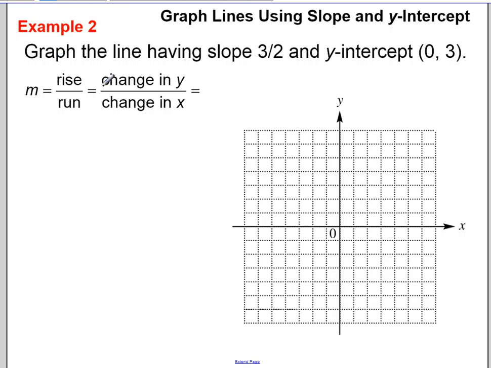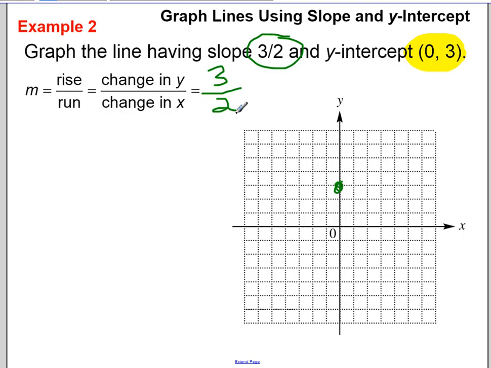Here we want to graph the line having the slope of 3/2 and a y-intercept of +3. We first graph this line by sketching the y-intercept at (0, 3). So locate that point on the graph paper, and then we're going to use a slope of 3/2.